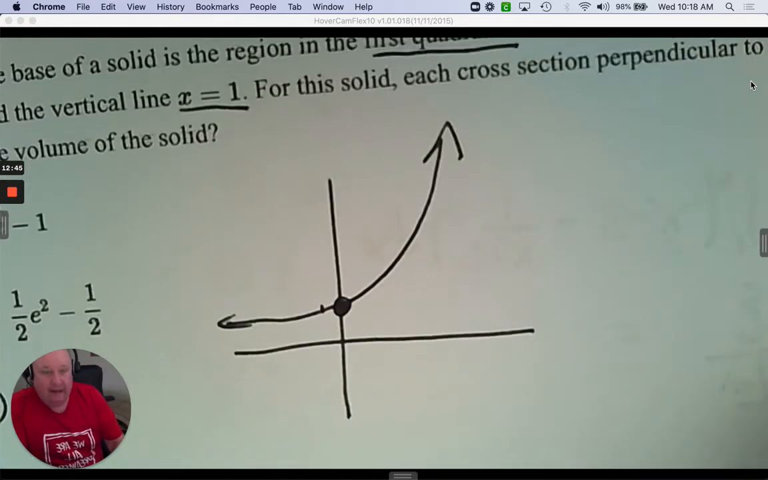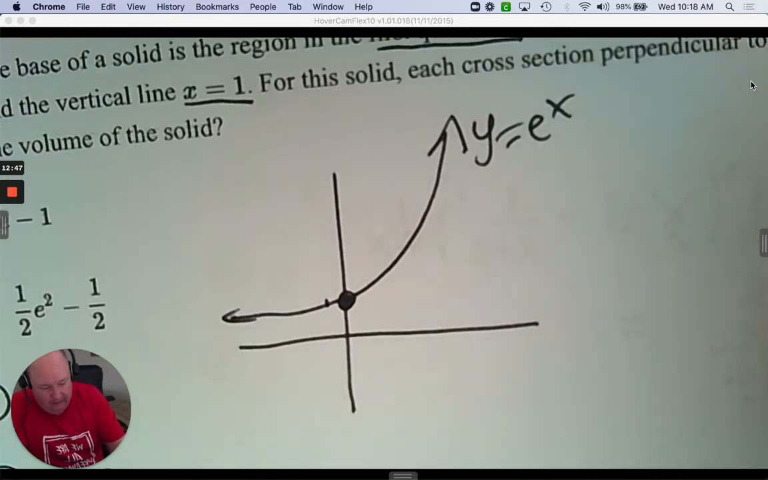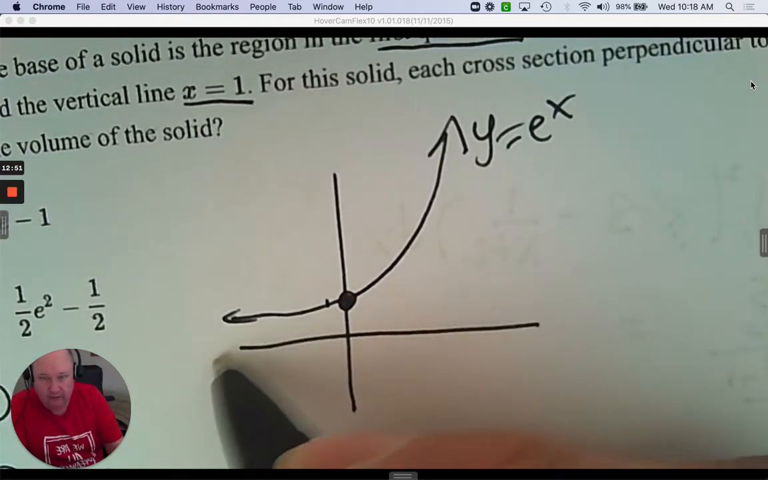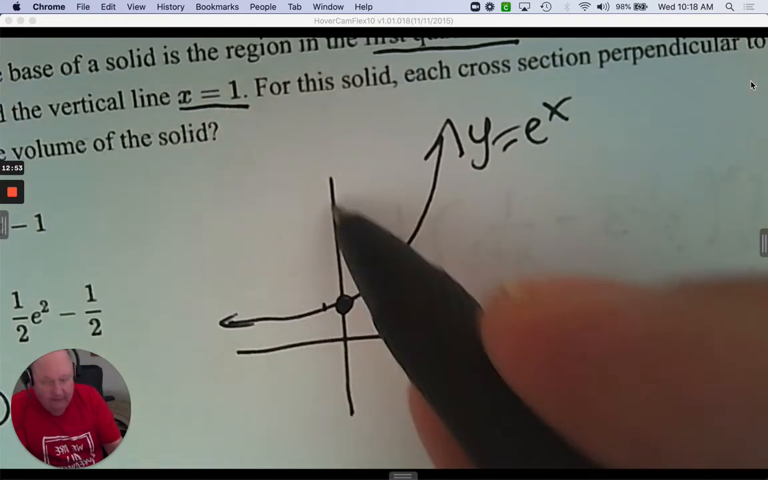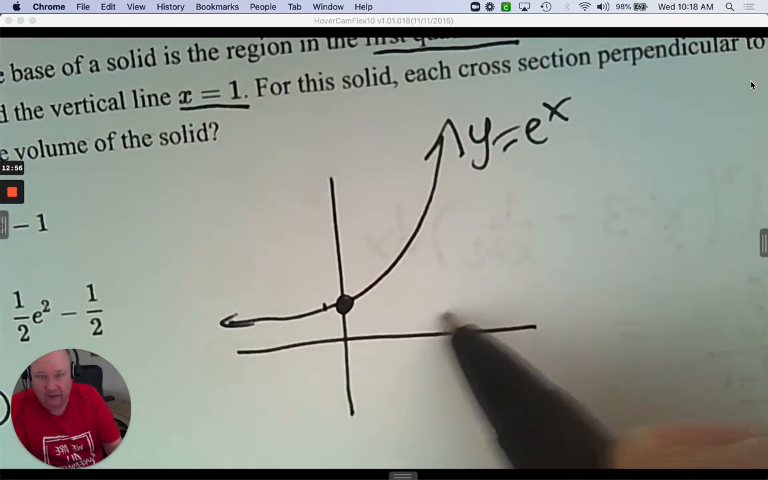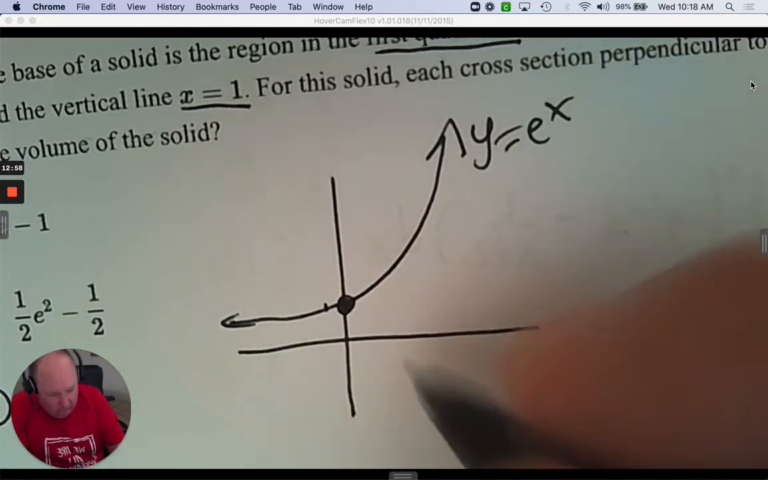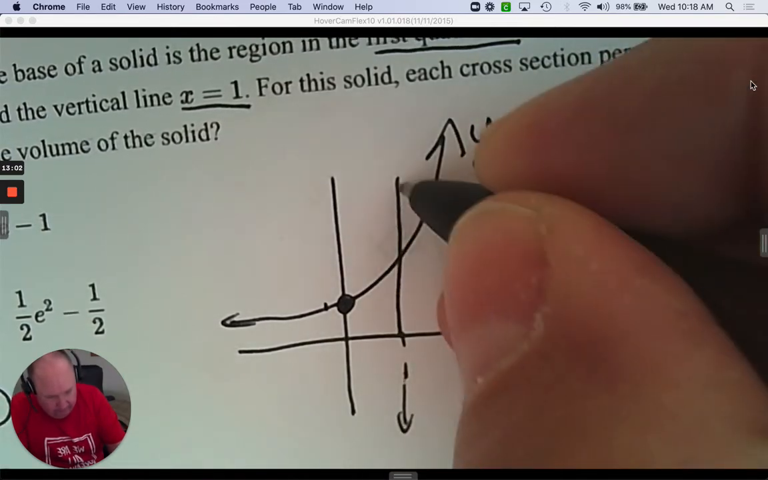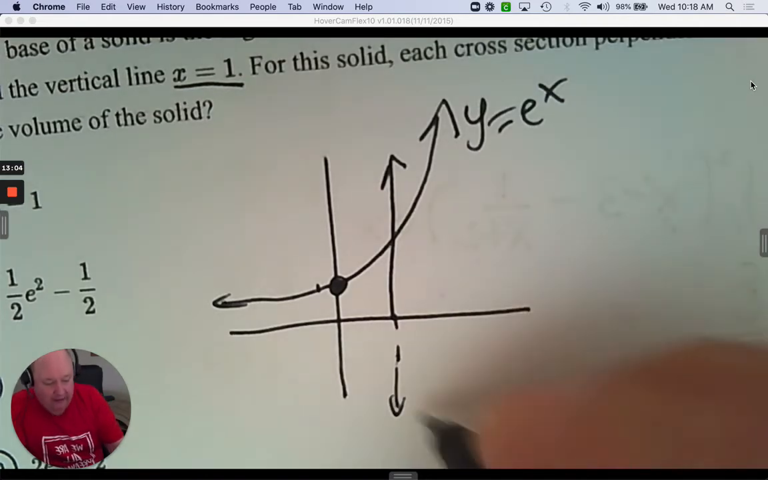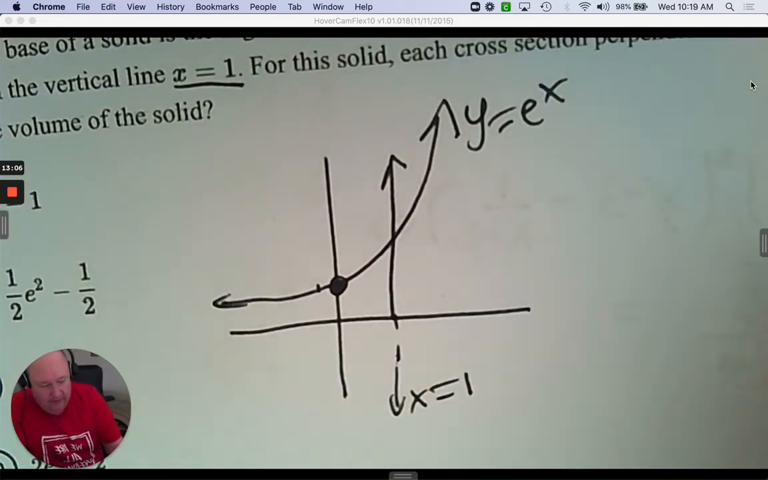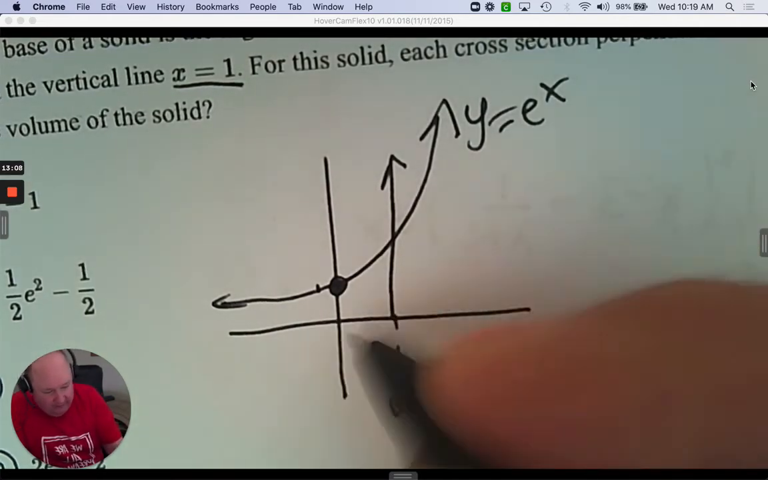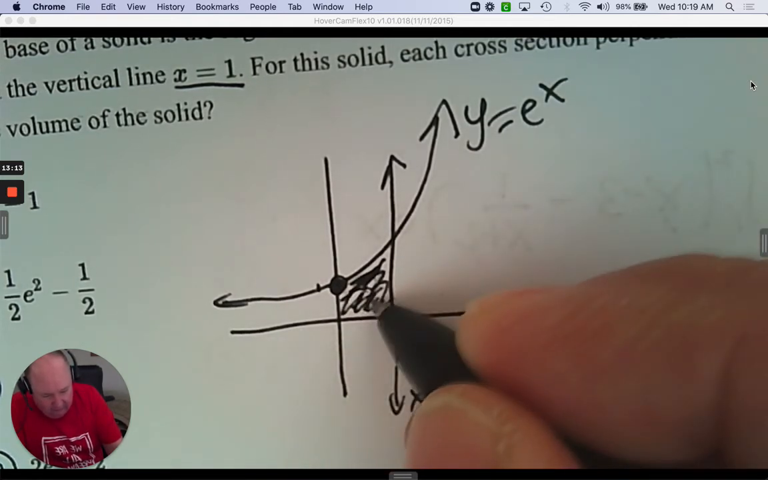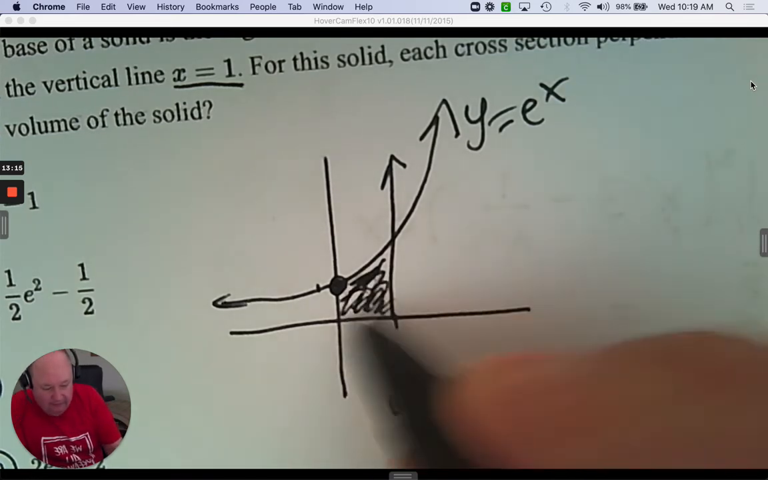Now, that's y equals e to the x, and really that's the most important part to realize. It's in the first quadrant, so the left doesn't matter. And then the others are the y-axis, the x-axis, and then x equals 1. So there's x equals 1. And then it says the base of that, so I'm going to shade this in. This is going to be a solid from here, and that's the base of the solid.